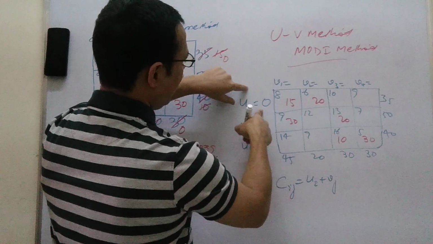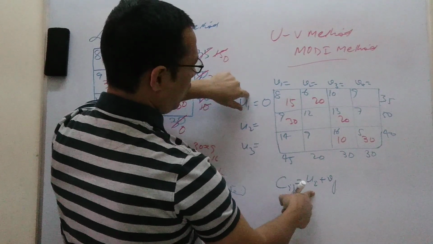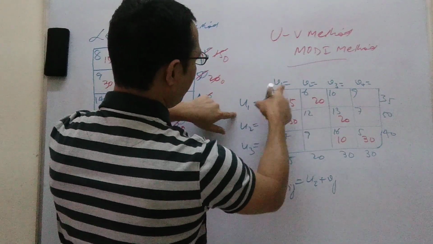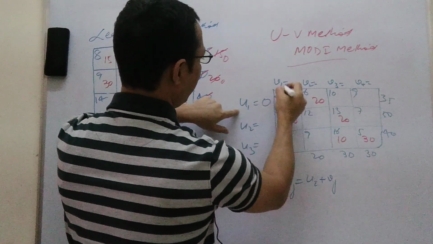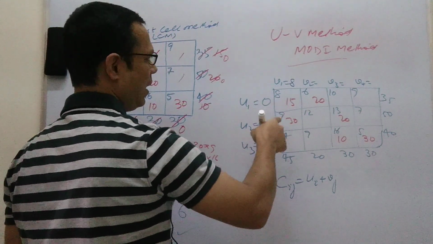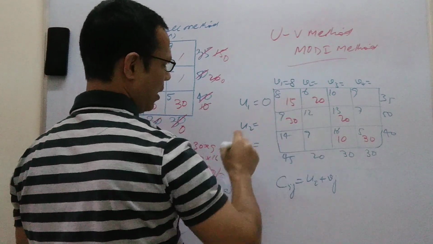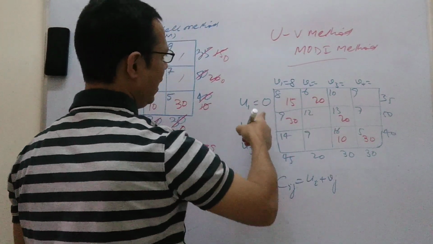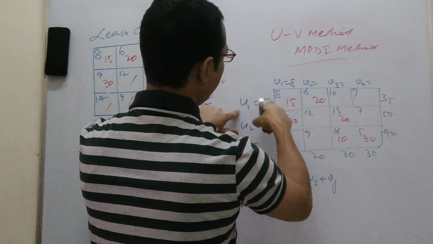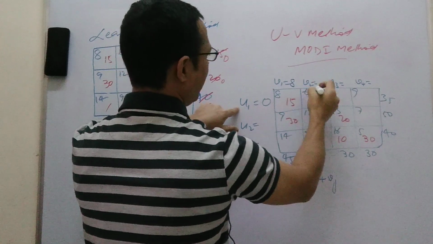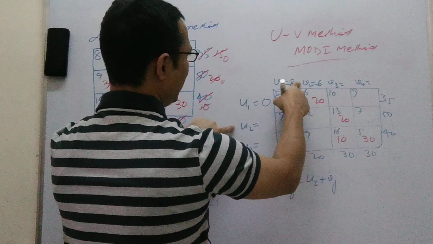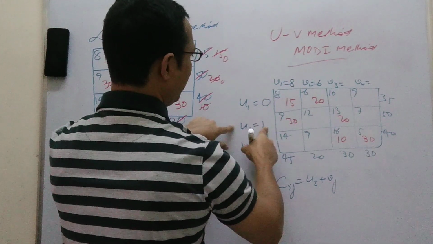These two values mean: U1 has been given as 0, and we need to find V, while Cij is already given as 8. If you add these two values, you will get Cij. So 0 plus 8 is 8. The U and V values can be calculated only for the allocated cells. Wherever we see an allocated cell, there we can apply the formula Cij is equal to Ui plus Vj. So 0 plus 8, 8. 0 plus 6, we can say 6. Now here this is 9, and 8 is already here, so 8 plus 1 is 9.